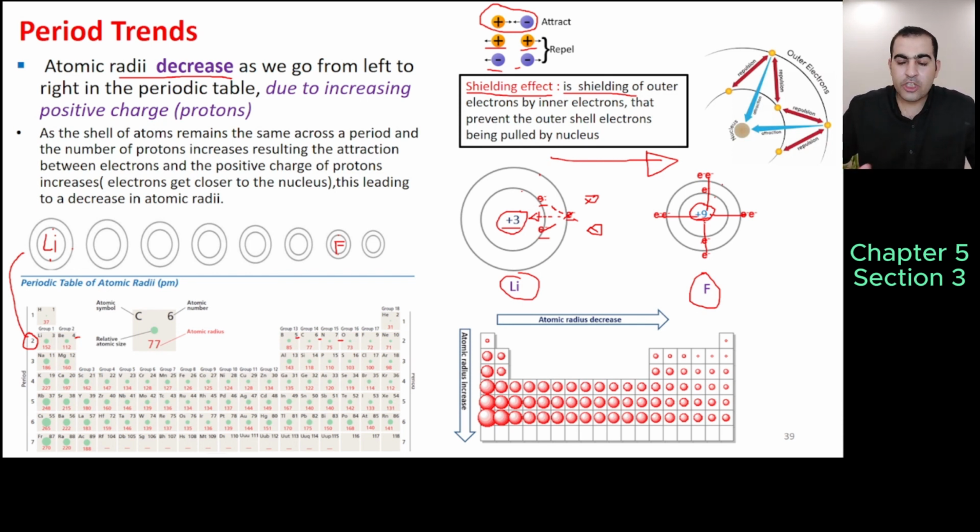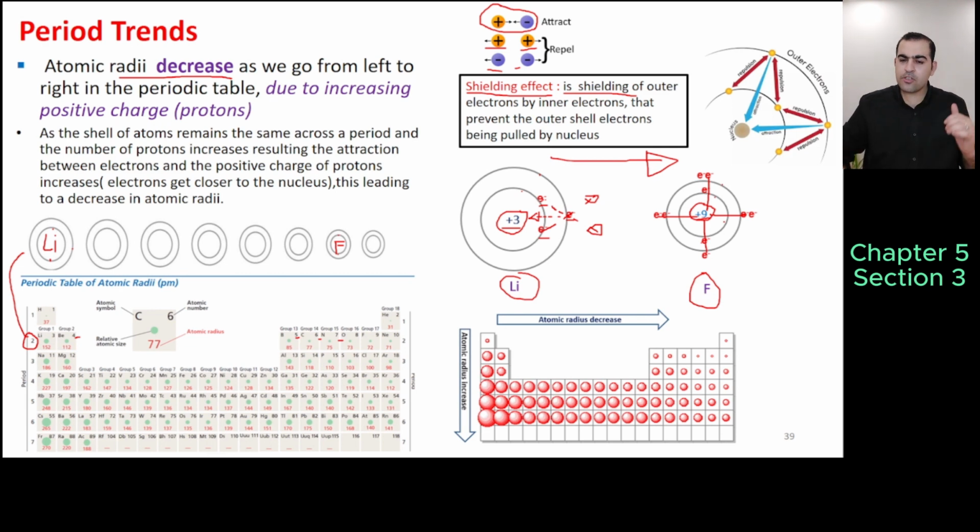Why? Because from left to right, shell number does not increase. What does it mean? If shell number increases, size increases. But here, shell number stays the same, protons number increases, so attraction increases. When attraction increases, electrons get closer to the nucleus. Know this. And you know why attraction increases: the shielding effect does not increase across a period, meaning inner electrons do not increase, so there is not high repulsion, there is high attraction. Attraction is more than repulsion, so electrons get closer to the nucleus.